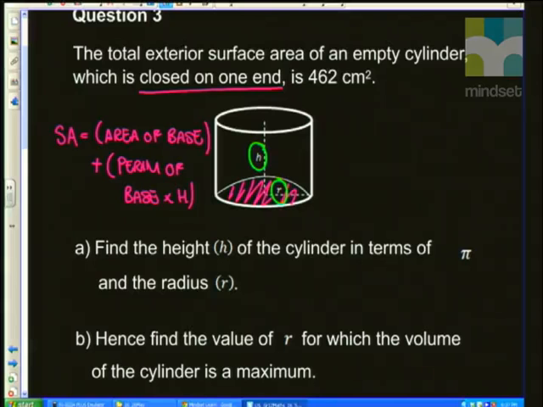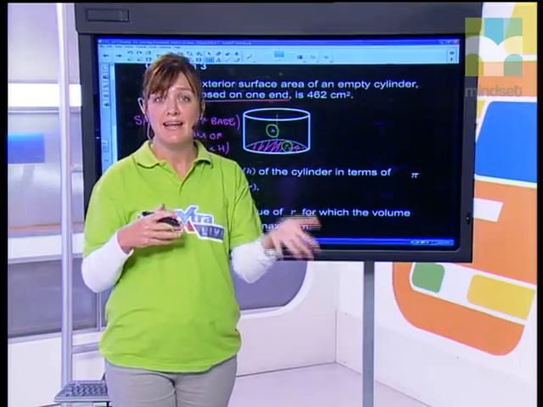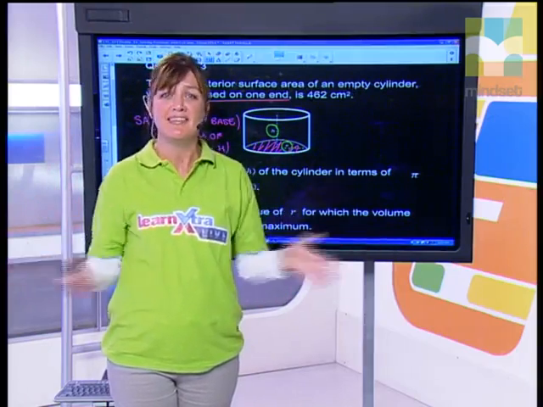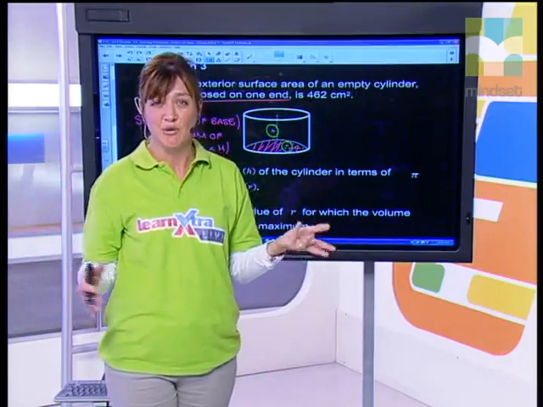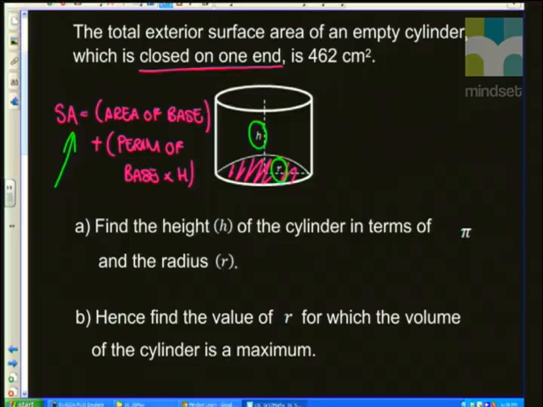So the first thing we have to get rid of here, guys, is that we have to write h in terms of pi and r. Why? Because obviously then we only have one variable to solve for. So we're going to use our surface area information in order to do that. The surface area was 462, so 462 centimeters squared was equal to the area of the base.